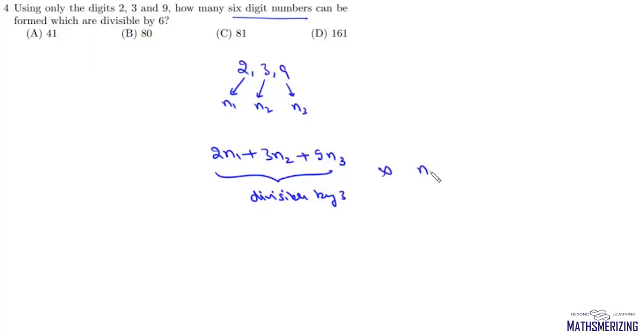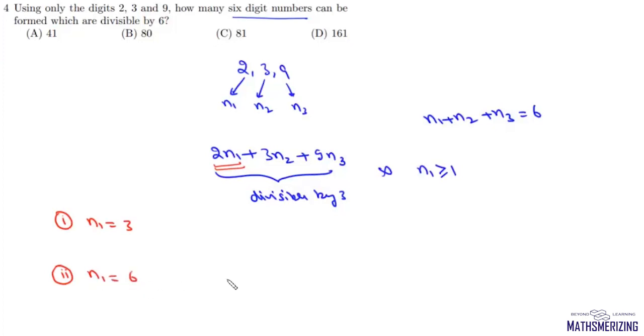And n1 is greater than or equal to 1, because that number should end with an even number. And also it's a 6-digit number, so n1 plus n2 plus n3 must be equal to 6. Now this expression will be divisible by 3 when 2n1 is divisible by 3. So we have two cases. Case 1, the value of n1 is 3, or the second case, when the value of n1 is 6.